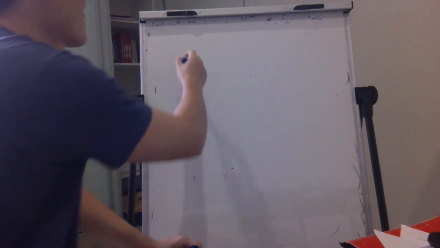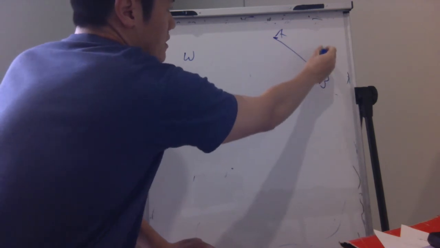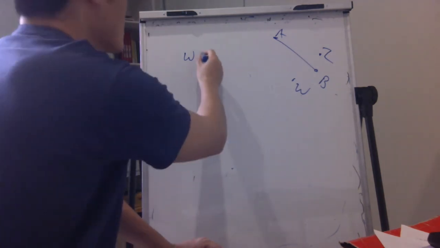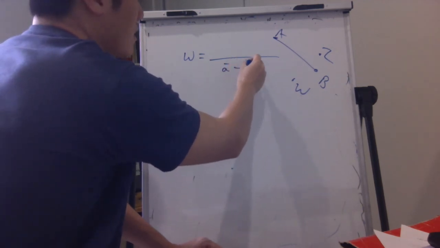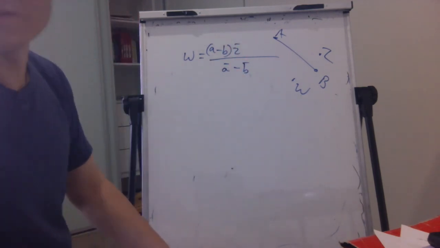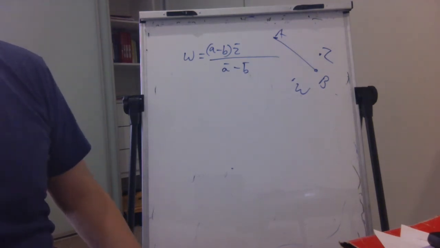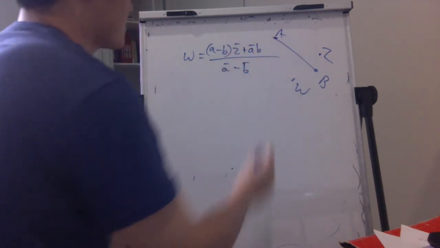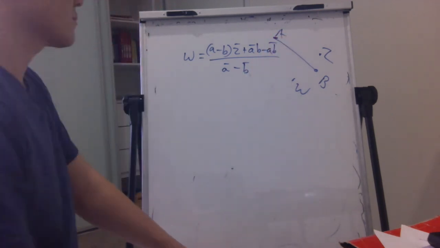So remember we had this formula for the reflection of z about AB, and we reflected z to W, right? And we had this formula, it was W equals A bar minus B bar over A minus B, Z bar, what was it? It was minus, then plus A bar B minus A B bar, yeah? Okay.